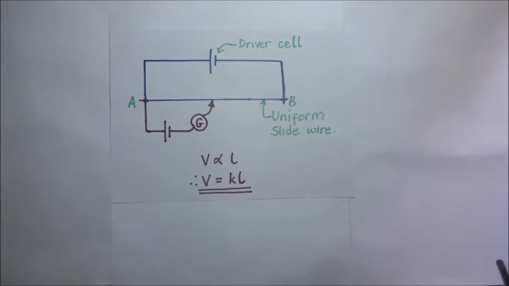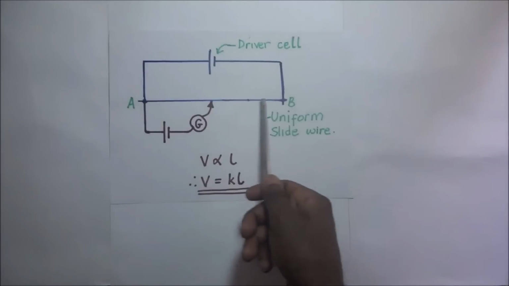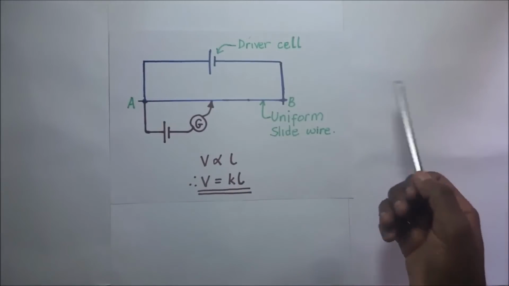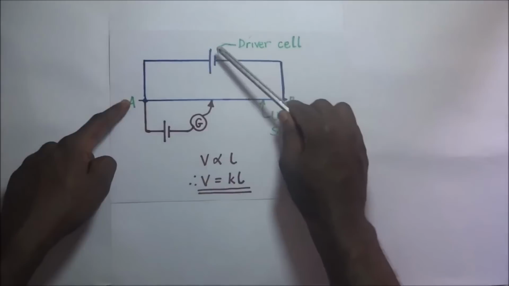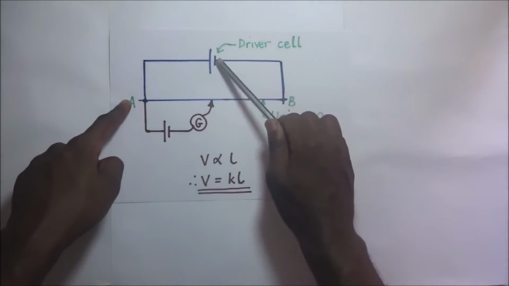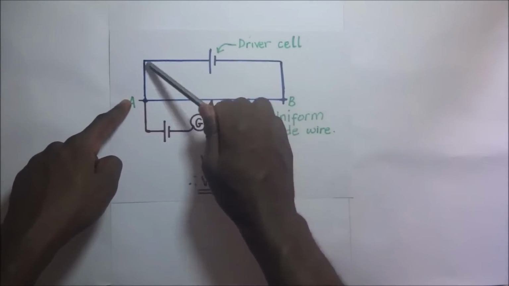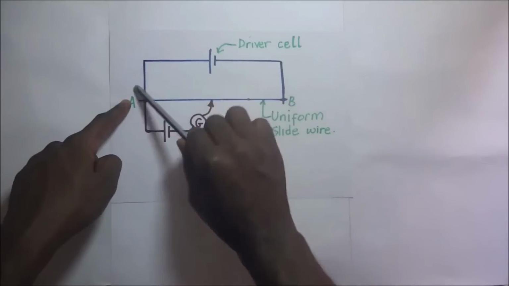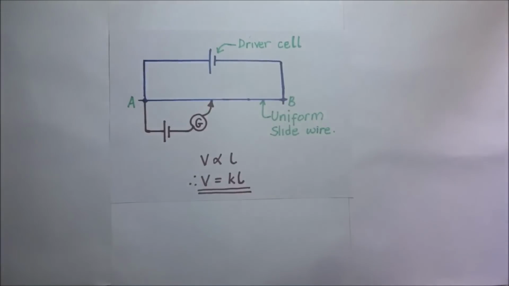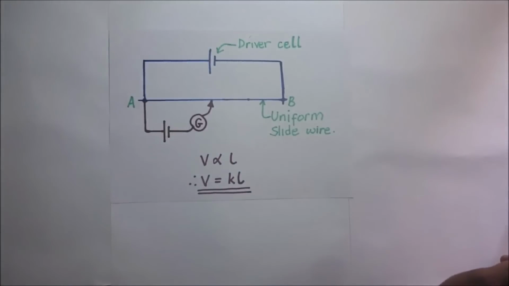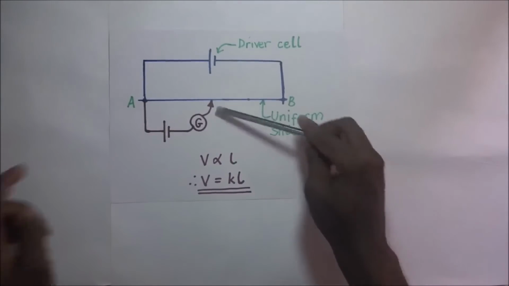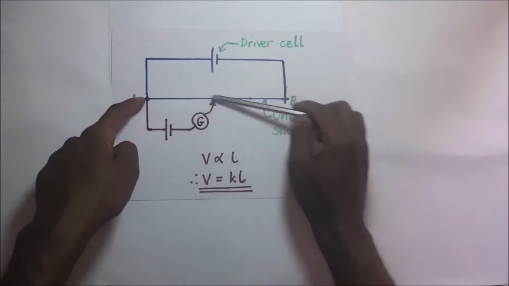Now a potentiometer consists of a uniform slide wire, and this slide wire can be of any length. It can be 1 meter long, it can be more than 1 meter long. This slide wire is connected in series with a driver cell, and this driver cell is responsible for ensuring that there is a constant flow of current through this slide wire. Now since the wire has a uniform cross-sectional area, its resistance also is going to be uniform.